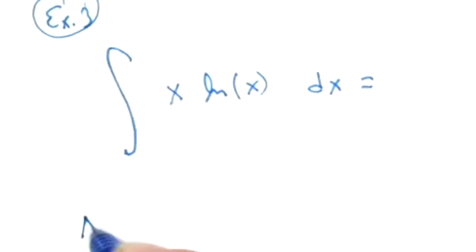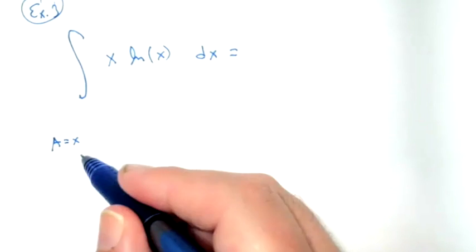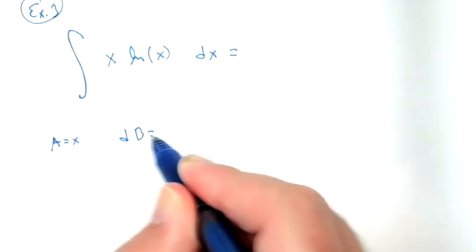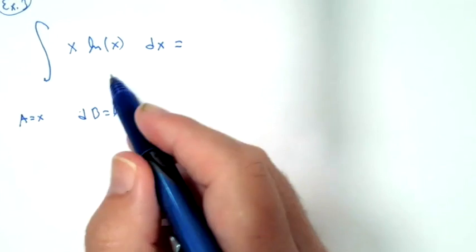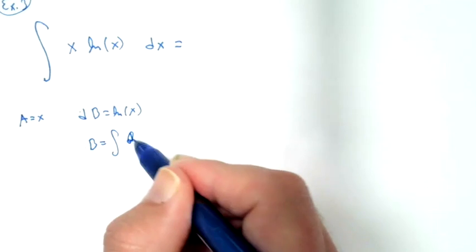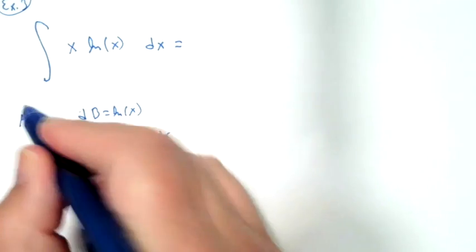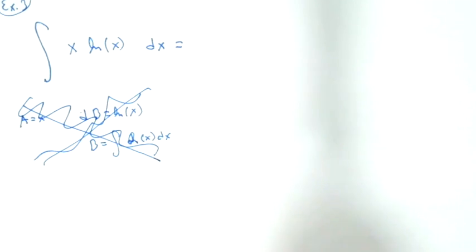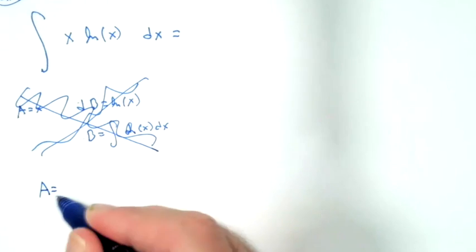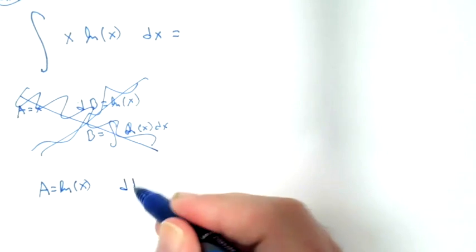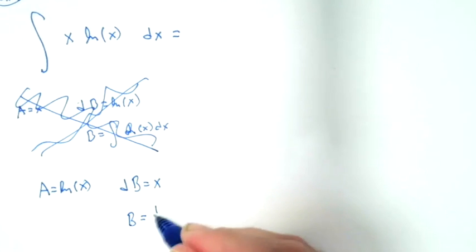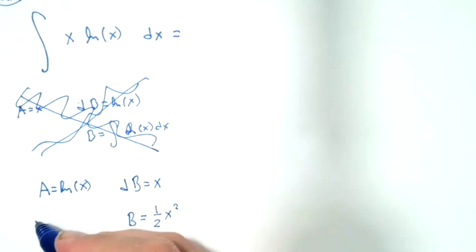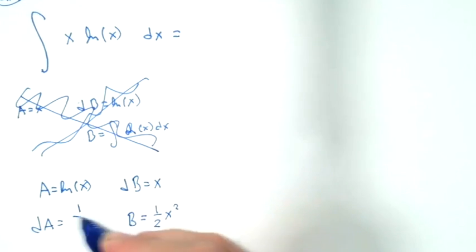If we tried a equals x, okay, I know how to find dA, but if I tried to let db equal natural log of x, and the goal here is to get us an integral that's simpler. If I couldn't find the indefinite integral of natural log, there's really no hope. So the way that we're going to try to do it is we're going to try a equals natural log x and db equals x, because I can find then that b is equal to 1/2 x squared, and I know that dA is equal to 1 over x.